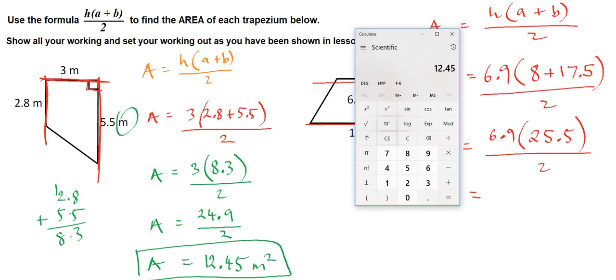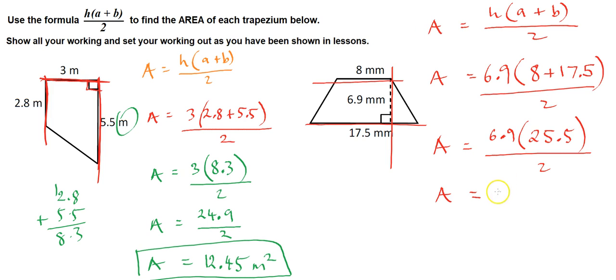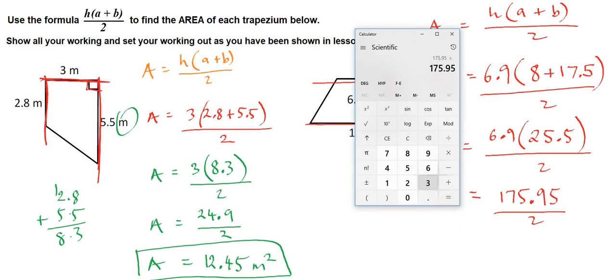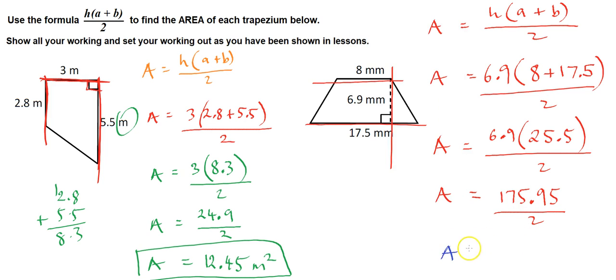So let's get the calculator out, and it should be 25.5 times 6.9 equals 175.95. And that gets divided by 2. And the final answer, we've got to divide that by 2, half it, in other words, 87.975.